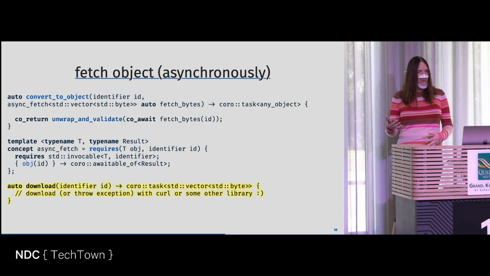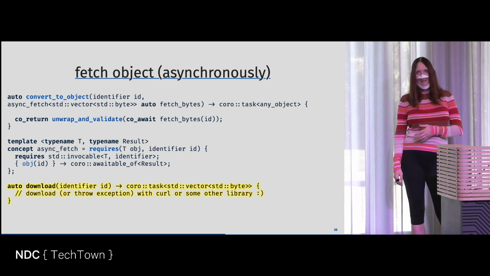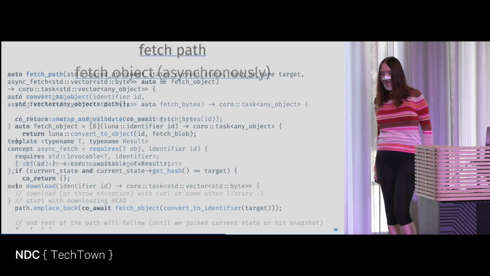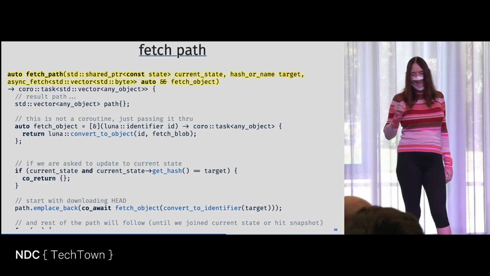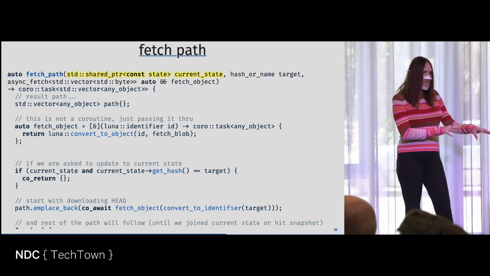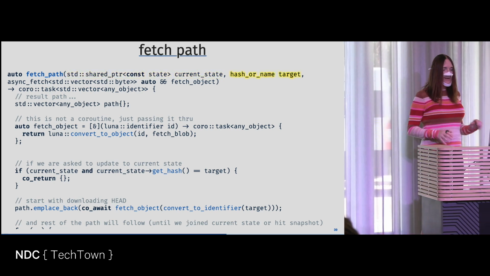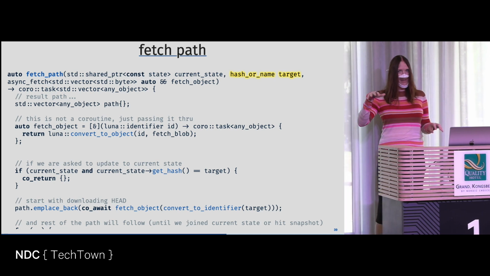And your download function can be just calling curl or calling fetch on iOS or whatever. So fetch path is a function which will take the current state you are in, which is what we are updating from, and the hash or name of the target. It can be the hash of the state or it can be the name of an alias.